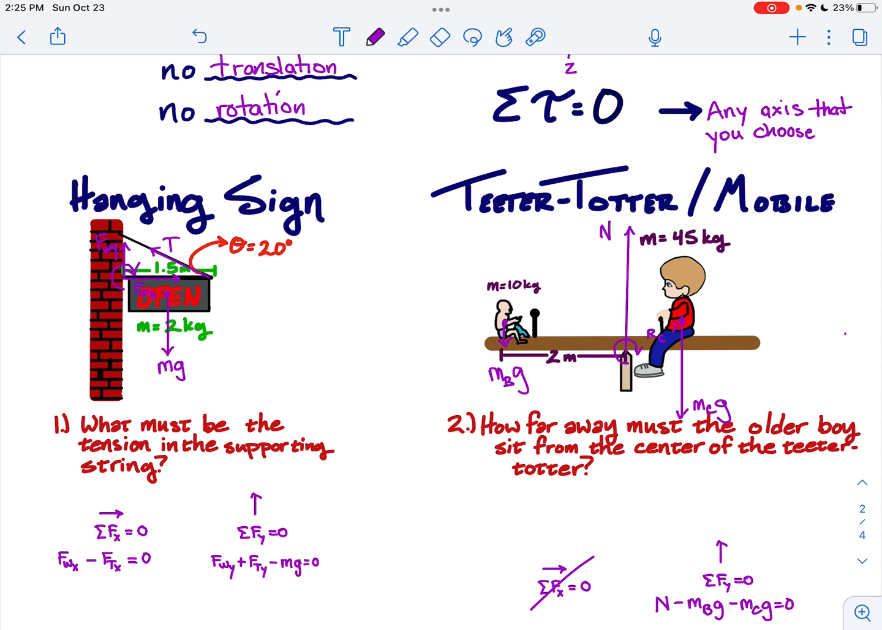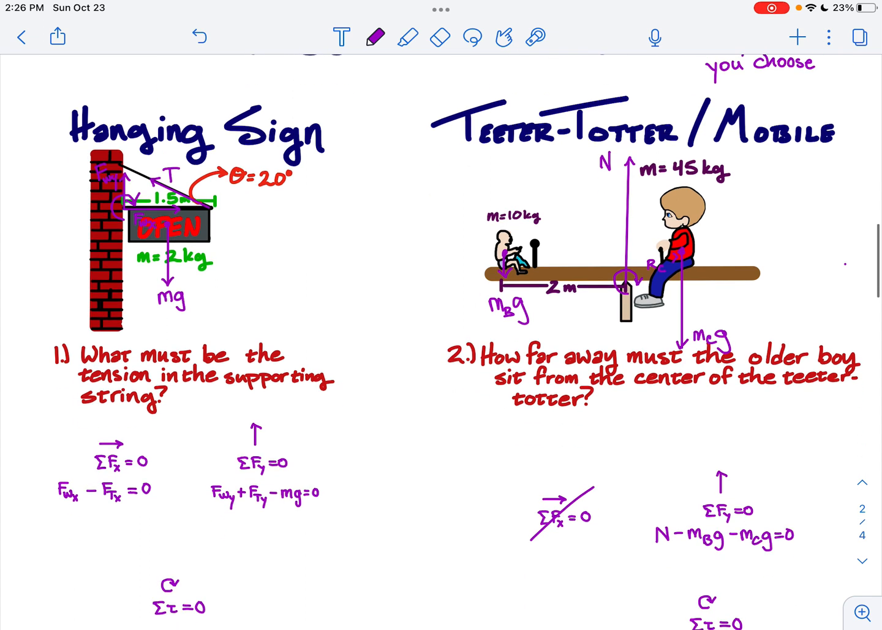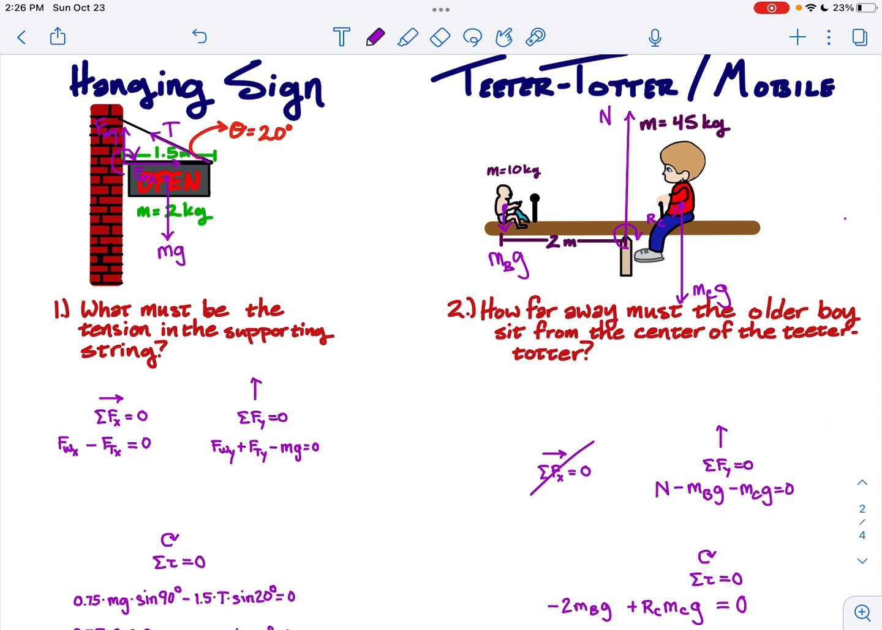Now here's the beautiful thing. If you were to pick an axis of rotation at the point of contact between the sign and the wall, the wall forces would be acting at the axis of rotation and therefore would provide 0 torque. So if you pick that location, and you can pick any location you want, but if you pick this location, you can ignore the effect of the wall forces on the torque. So all you're left with is the hanging weight at a distance of 0.75 meters and the tension at a distance of an R value of 1.5 meters.